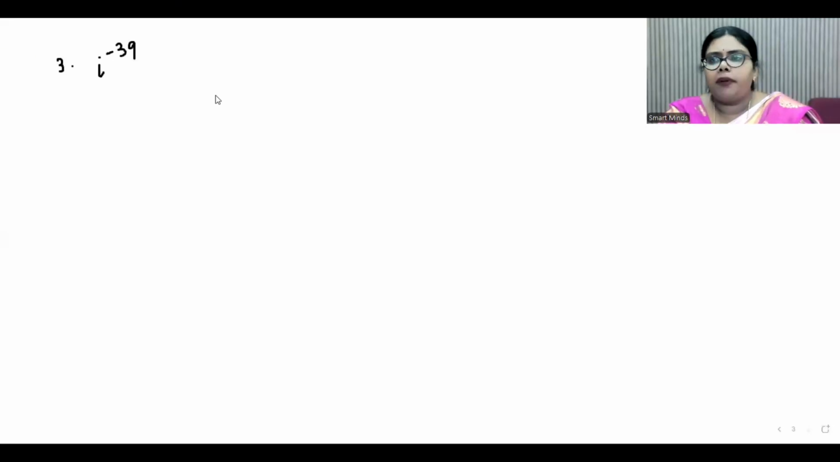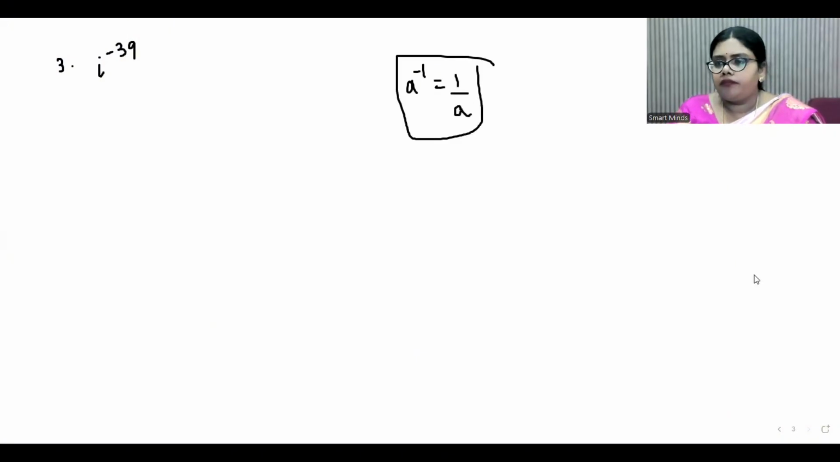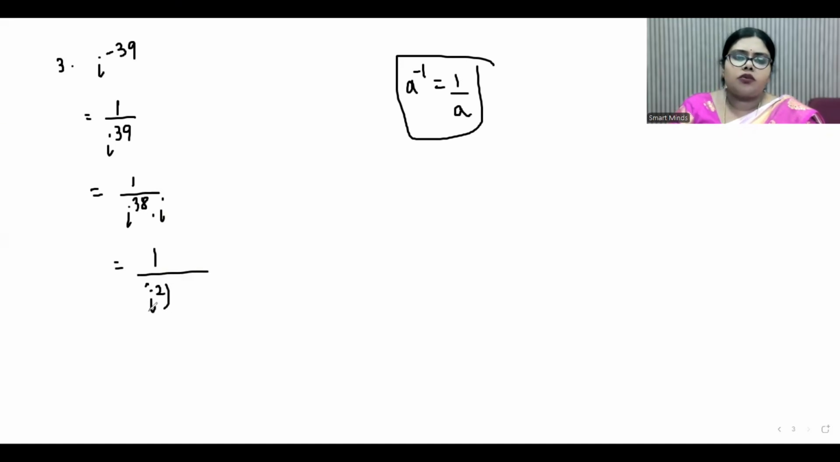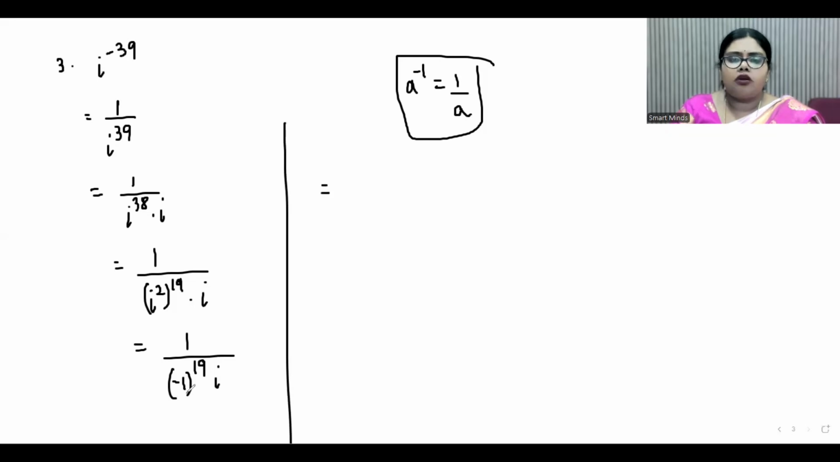Take the next question, i power minus 39. So we know that a power minus 1 is 1 by a. So the same way, i power minus 39 can be written as 1 by i power 39. Now i power 39 can be written as i power 38 into i. Now i power 38 can be written as i square whole power 19 into i. i square can be written as minus 1 whole power 19 into i. As I told you, minus 1 raised to an odd number is minus 1. So that is minus i.